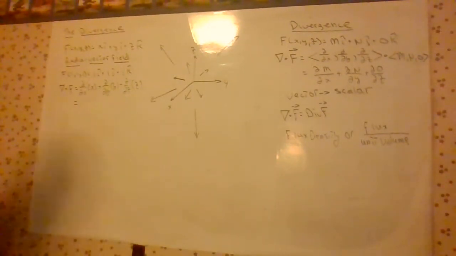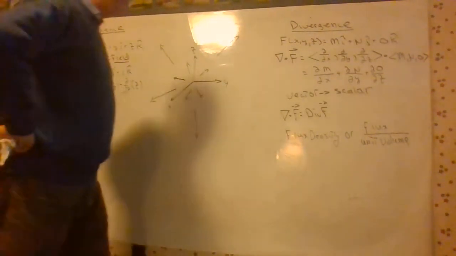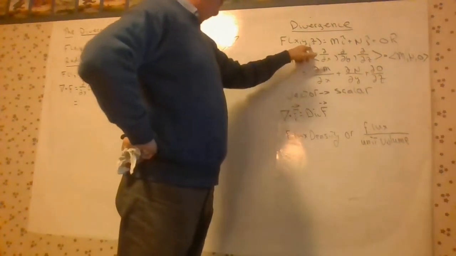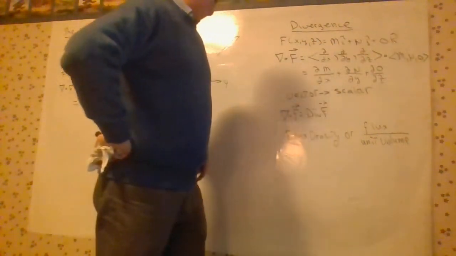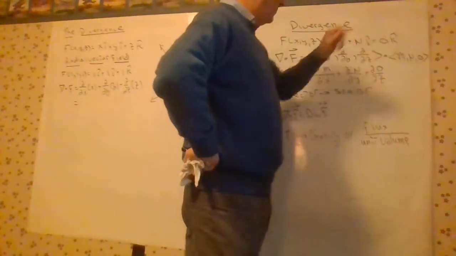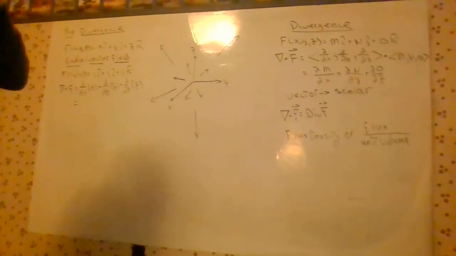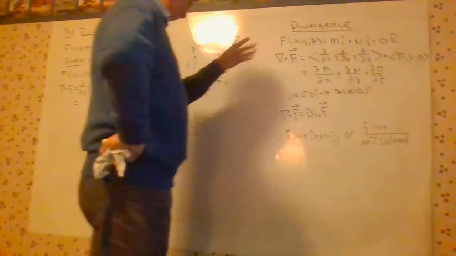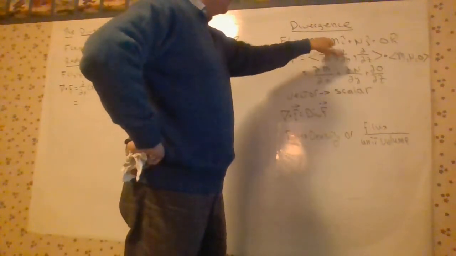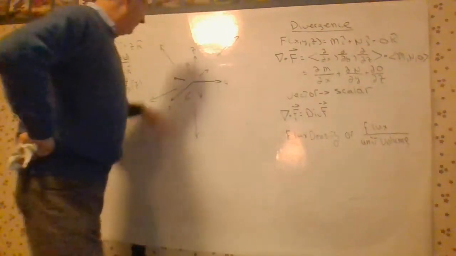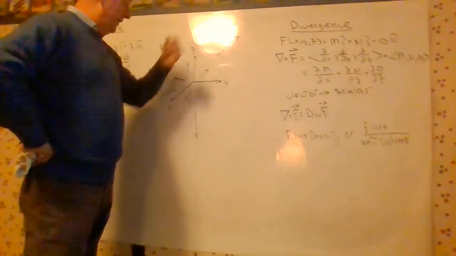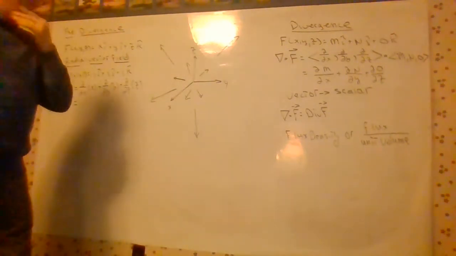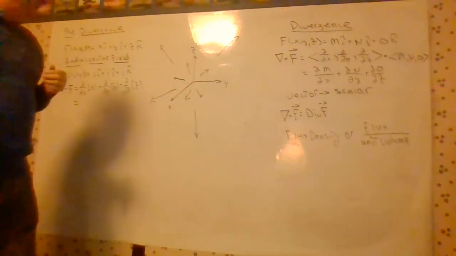The divergence. If we have a vector field, F of x, y, z equals Mi plus Nj plus Ok, and the M, N, and O could all be functions of x, y, and z, the gradient was a vector field. And this could be any vector field where we have a vector as a function of position. So every position in space could be assigned a vector, for instance.